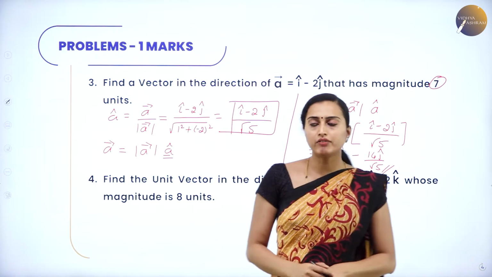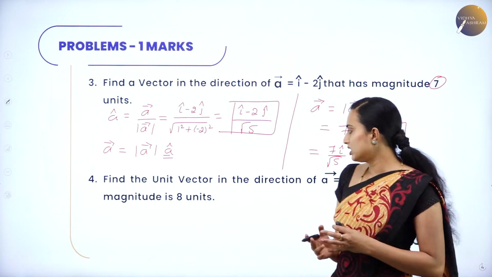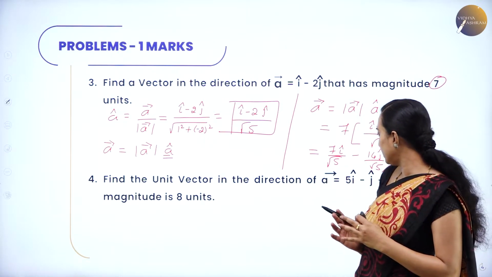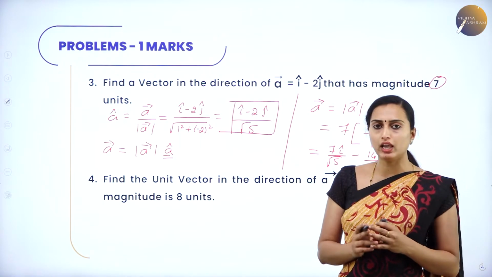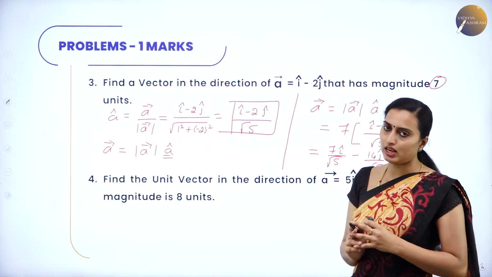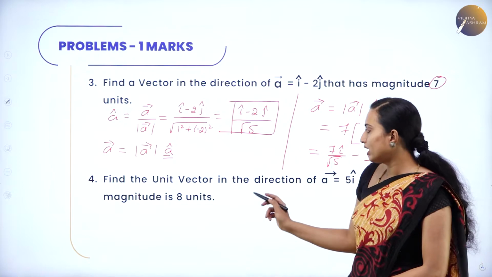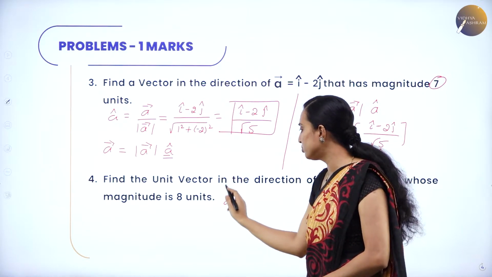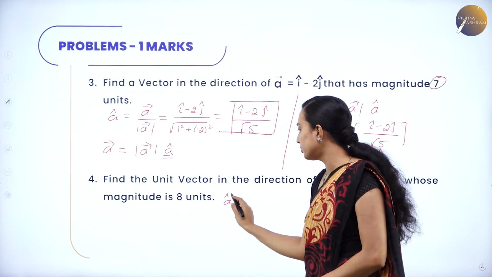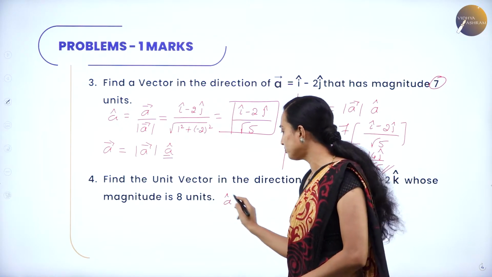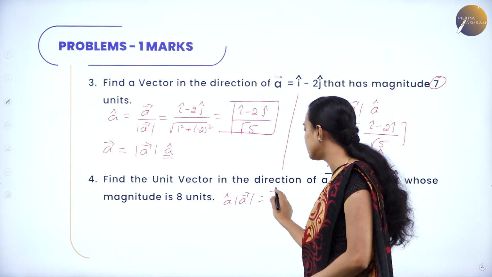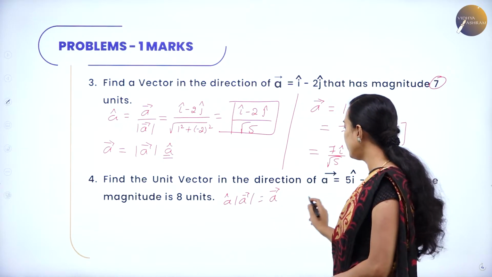So the next question they have asked is: find the vector in the direction of vector A equals 5i cap minus j cap plus 2k cap, whose magnitude is 8 units. So here I am using the same formula. A cap is nothing but, a cap into the magnitude of vector A is equal to vector A, correct? So you know how to find the a cap.